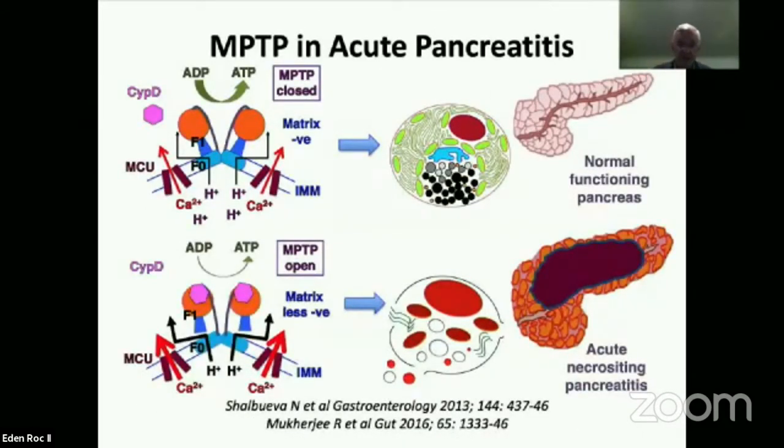This is represented in the diagram here. The upper panel shows in health, generation of ATP with a closed mitochondrial permeability transition pore and normal functioning of complex 5 with a healthy cell and a healthy pancreas. In the bottom panel, we see a marked diminution of ATP production with opening of the MPTP in response to calcium overload. And as a result, hydrogen ions come in, the mitochondrial membrane potential is lost, ATP is not generated, the cells die by necrosis, and the result is acute necrotizing pancreatitis.